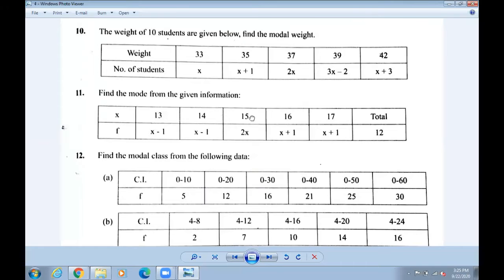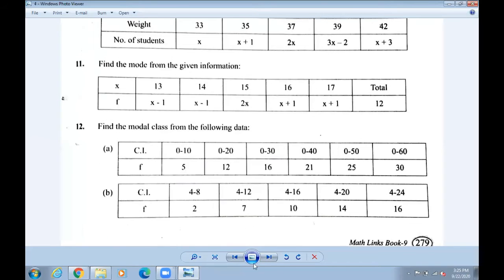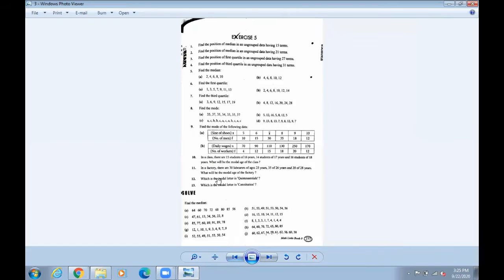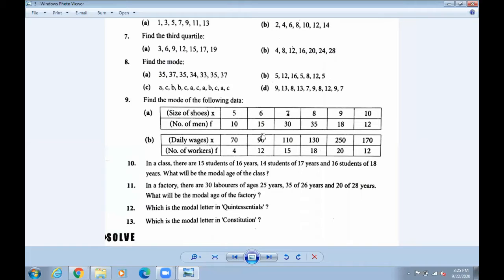Suppose, let me show you the question once. Let me explain with the help of this number. Suppose this is the question: find the modal class, or the mode or something like that will be given. So if the mode is given, then how to find out the mode? The way to solve for the mode is very easy, because mode means it is the highest repeated frequency.